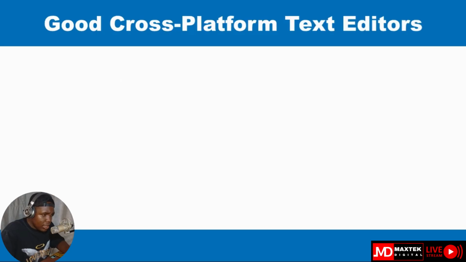Now let's take a look at some good cross-platform text editors. Cross-platform means that text editors will run on multiple operating systems, for example Windows, Mac OS or Linux. An example is Atom. Atom is free and can be downloaded from atom.io. We also have Sublime Text.